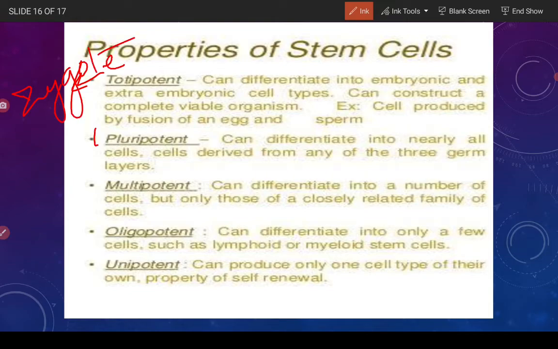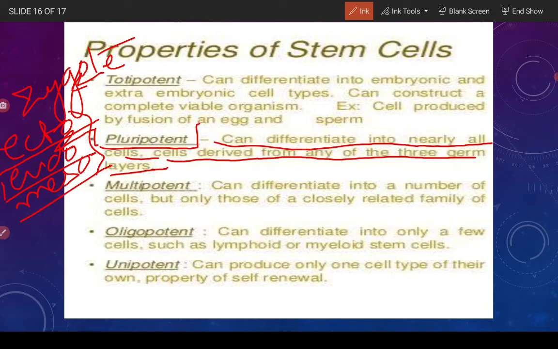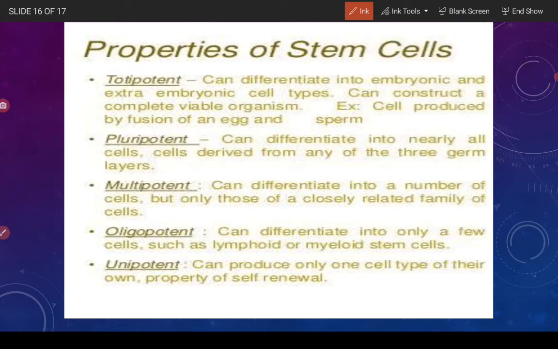The second is the pluripotent stem cell. The pluripotent stem cell can differentiate into nearly all cell types, cells derived from any of the three germ layers. So a pluripotent stem cell could give rise to ectoderm, endoderm, and mesoderm. Of course, ectoderm can then form neural cells or skin cells or hair cells. Endoderm can then form your internal organs, gut, etc. Mesoderm could form the skeleton and muscles and blood, right? So a pluripotent stem cell could also give rise to many kinds of cells.